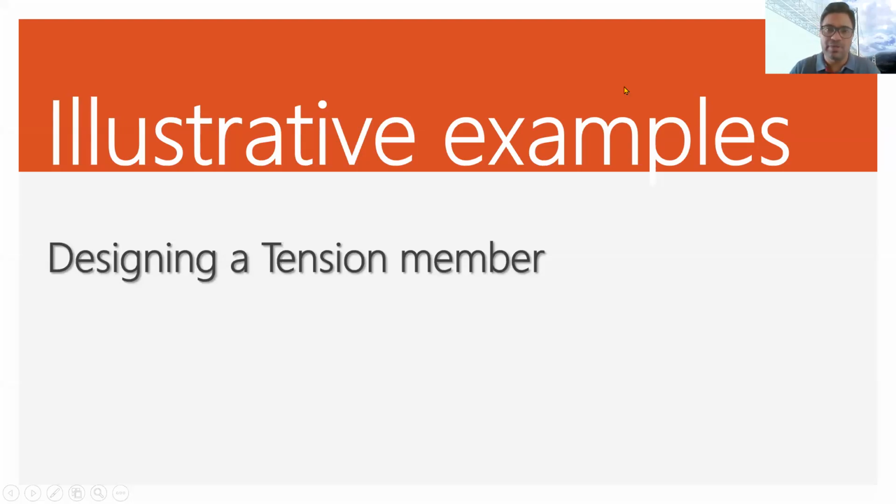Hello, welcome back. Till now, all the examples were related to the analytical aspect, and in those problems we were determining the strength of a member and also the net effective area. So that is related to the analytical aspect. In this part, I will be taking an example of how we can design a tension member. So we will see that process.